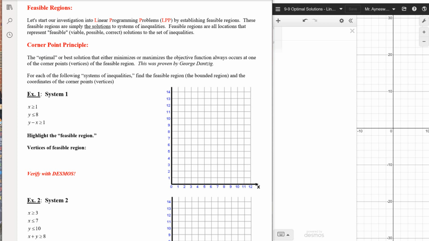We're going to use the corner point principle that George Dantzig actually proved, and it basically states that the optimal or best solution, which either minimizes or maximizes the objective function, which we'll talk about later, always occurs at one of the corner points.